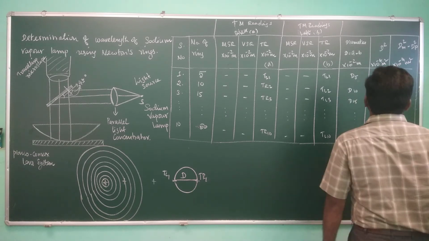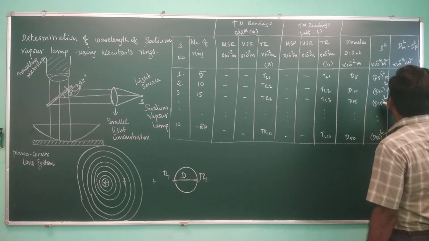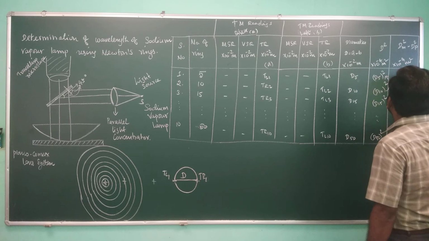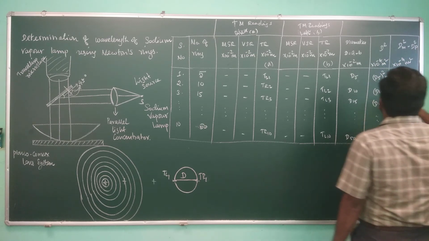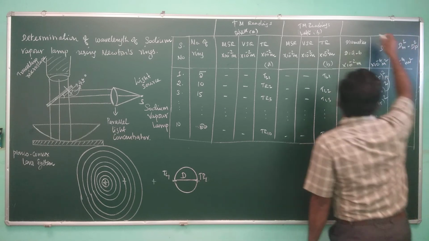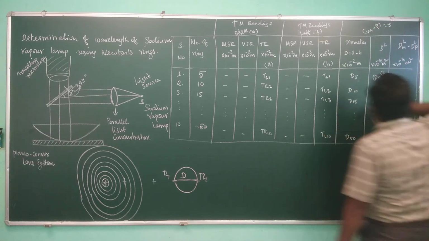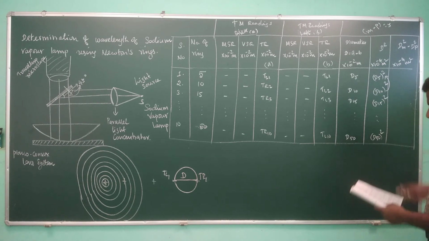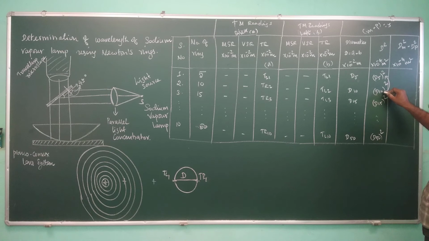And similarly here you can write Dm square minus Dp square. So the difference, let's always have m minus p, which is equal to 5. If you want to keep this m minus p equal to 5, then you have to subtract this value from this, this value from this, this value from this, and so on like this. So you will get 9 readings.